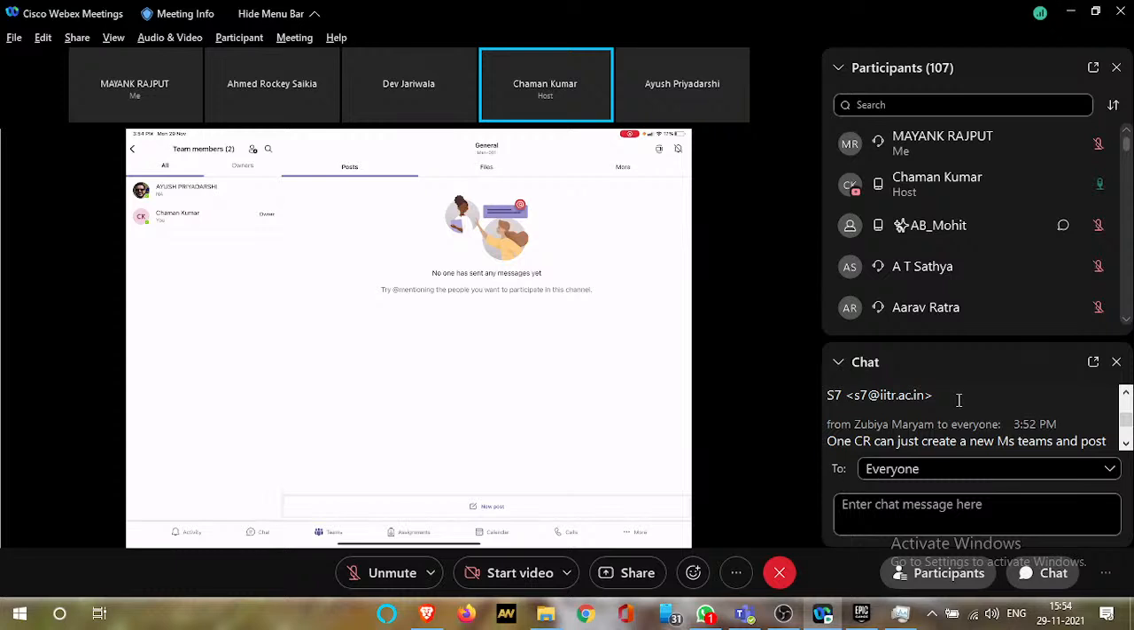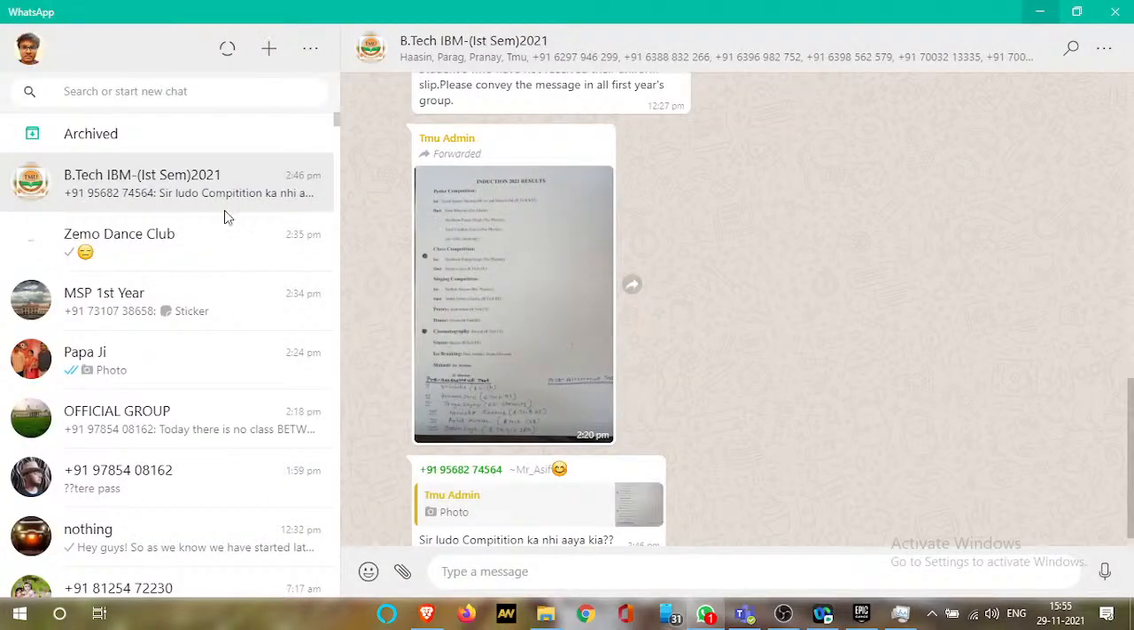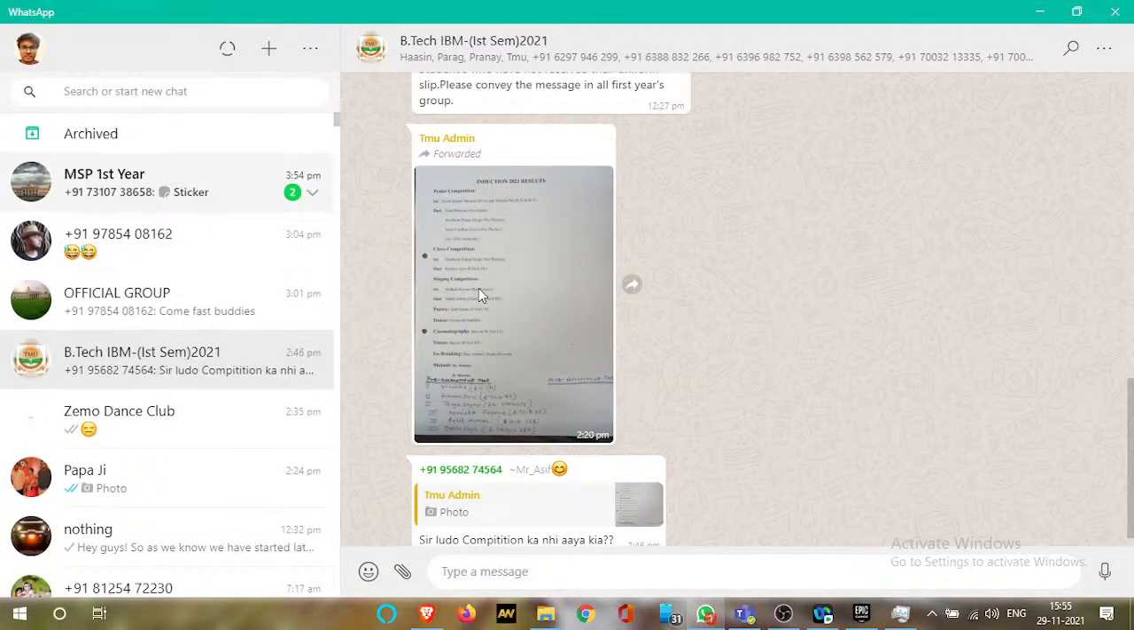So I'll get a link to the team, and I'll copy it and put it on the group which you made for the CRs, and then each CR can forward it to their respective batches. Okay. In that way they can join. You'll get requests to add us. We'll click on the link and send you the requests, and then you can accept us, and we'll be in. Okay, very good. So that we can do.